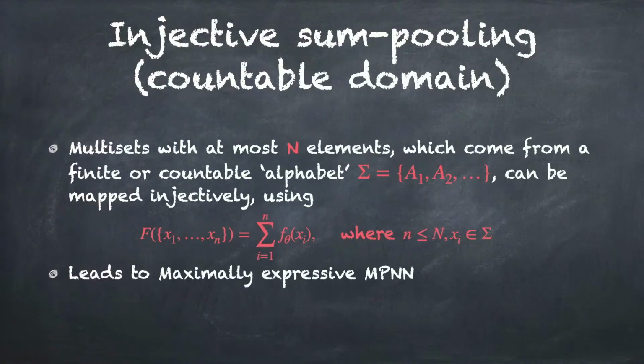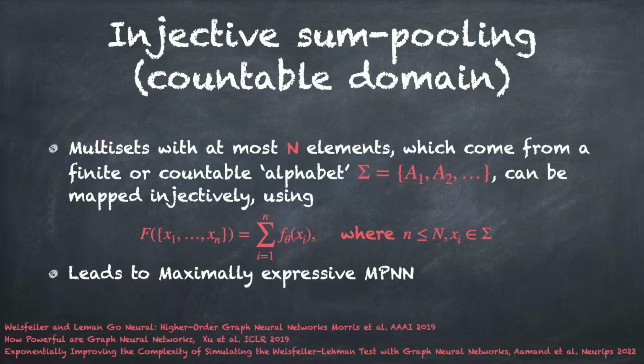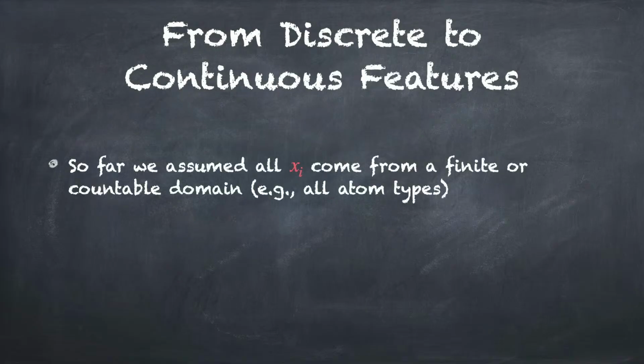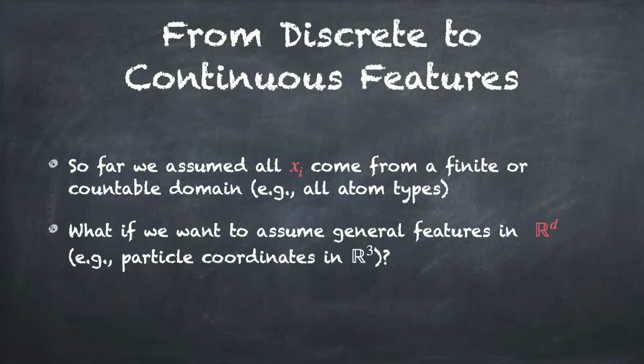As a result, this leads to maximally expressive message passing neural networks. I put here 3 references to this result. I don't want to go into the nuances of what exactly each result proves, but at a high level, this is something we know. What I want to talk about more now is moving from discrete to continuous features. Say we assume that all our multiset elements come not from a countable set, but from all of R^d. So we have continuous features like particle coordinates in R^3 or anything else, and we want to be injective in this setting.